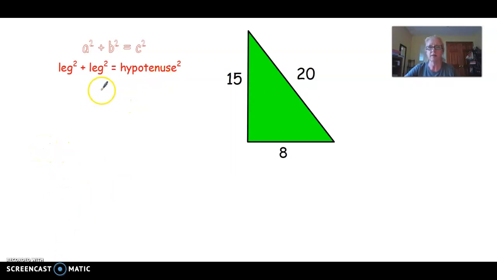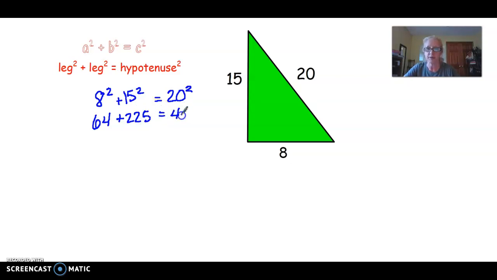Here we have a different triangle. The two shortest sides, 8 squared and 15 squared, should equal the square of the longest side. All right? 8 squared is 64. 15 squared is 225. I can never remember if it's 225 or if it's 215. And 20 squared is 400. Clearly, this is not going to add up. 64 plus 225 is 289, and 289 does not equal 400, so this is not a right triangle. Okay.